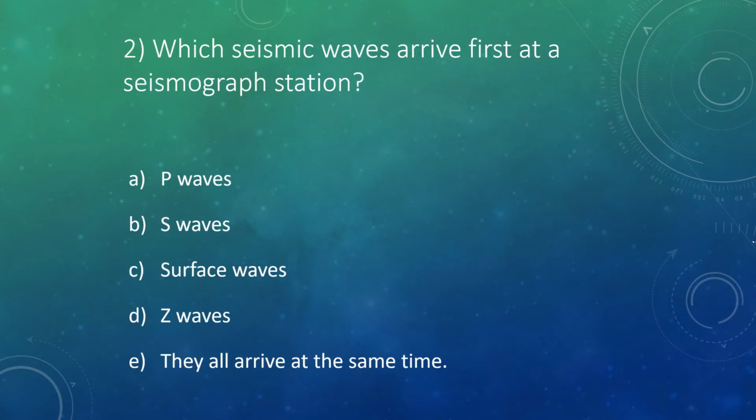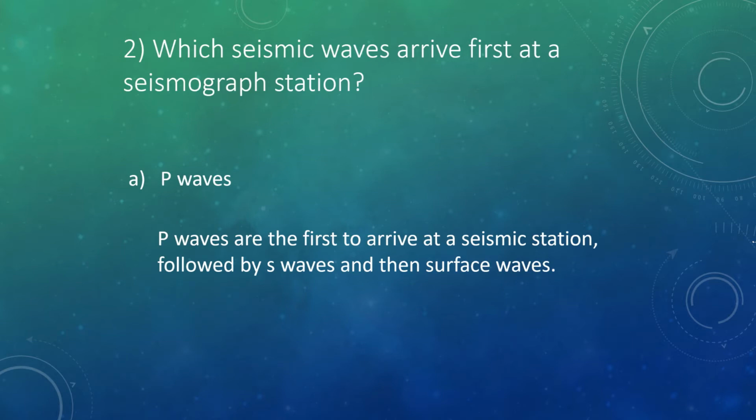Number 2. Which seismic waves arrive first at a seismograph station? Okay. The fastest waves and those that arrive first are P waves. These are the first waves to arrive at a seismic station, then followed by S and surface waves. For me, one way to remember this is P stands for primary, so I think primary being first.